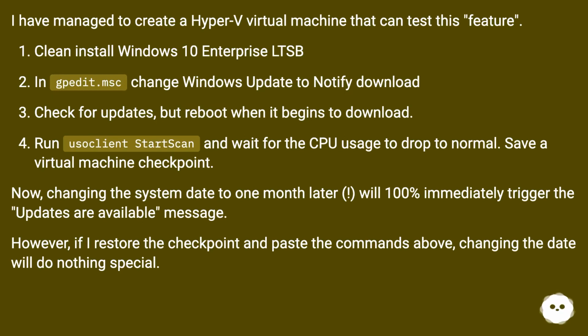Now, changing the system date to 1 month later will 100% immediately trigger the updates are available message. However, if I restore the checkpoint and paste the commands above, changing the date will do nothing special.